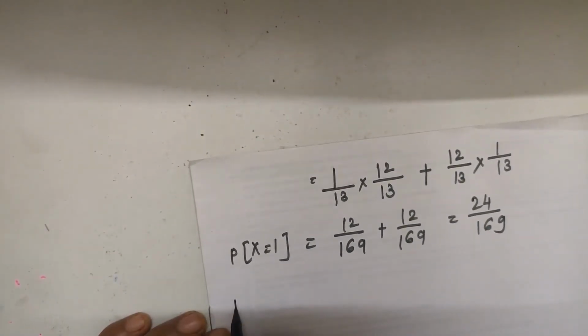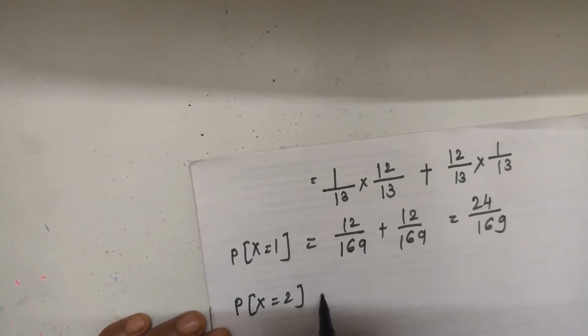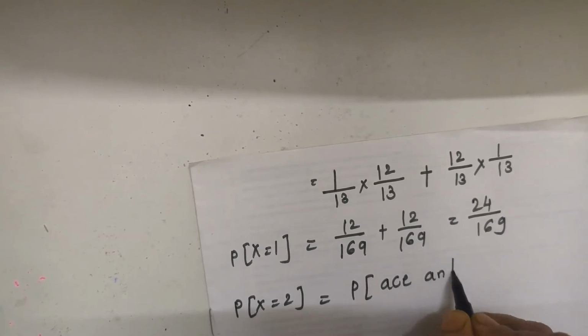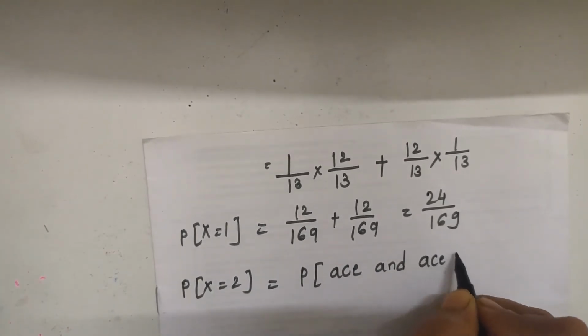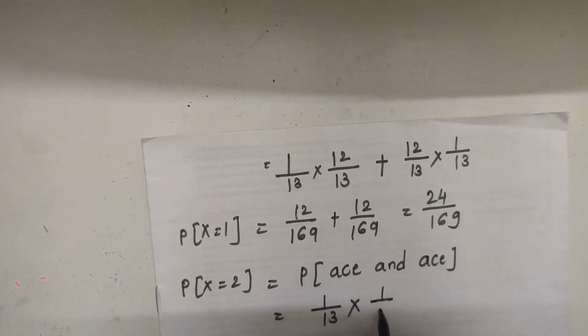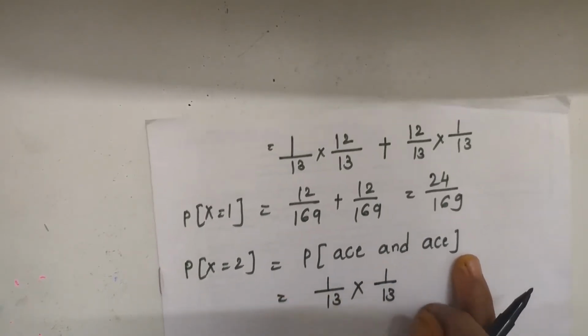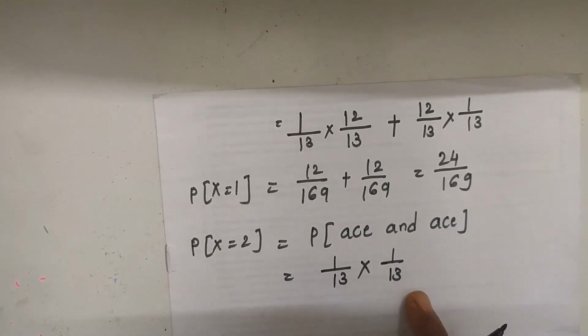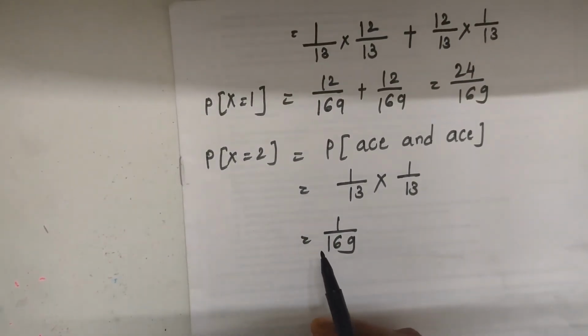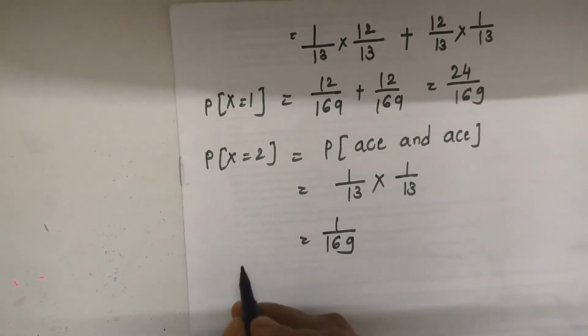Now the next value is X equal to 2, that is, both are ace cards. So the probability of the first card being ace and the second card also being ace is 1 by 13 into 1 by 13. This is only one possibility, so the product is equal to 1 upon 169. In this way we get the probability for each value of X equal to 0, 1 and 2.